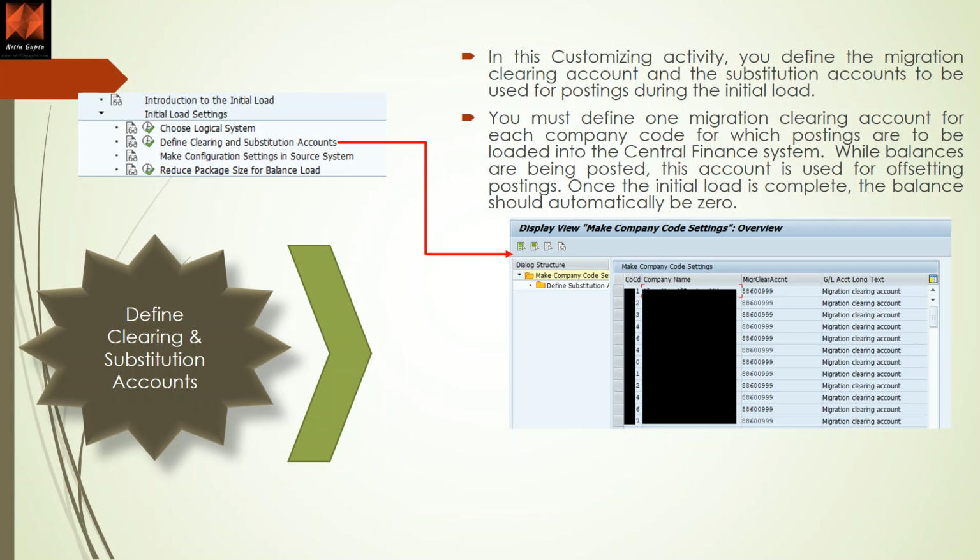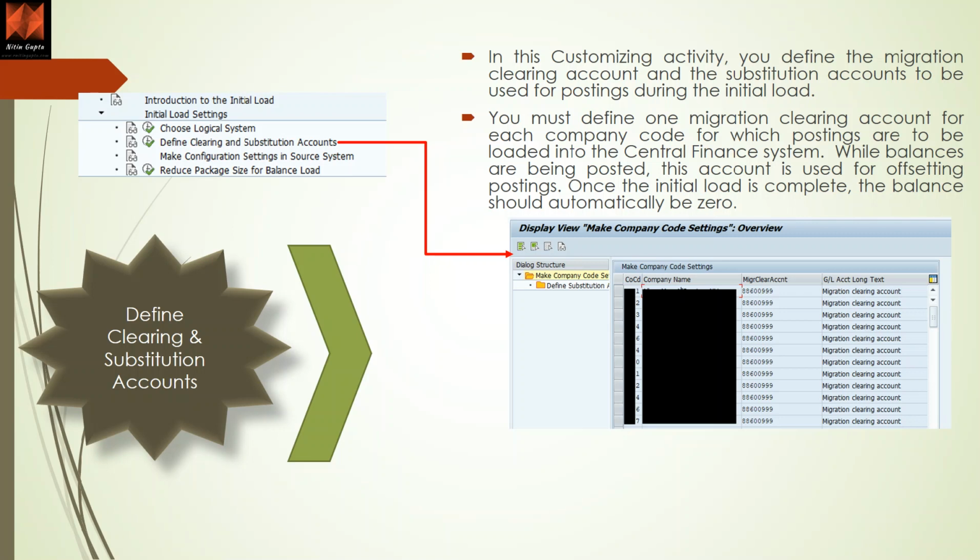What we do is we take all the asset values against each asset account, and we debit those and we credit the clearing account. Similarly, we take all the liabilities, we credit them, and on the debit side we use the migration clearing account. At the end, assets and liabilities are matched and the clearing account comes to zero. This used to be done in traditional ERP projects when we did data migration manually through LSMWs.